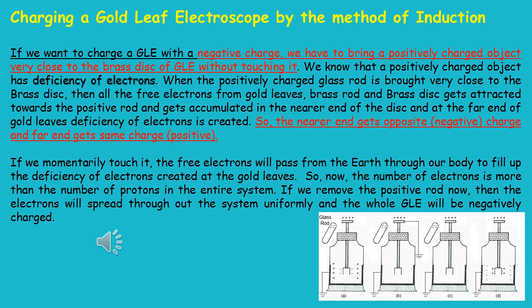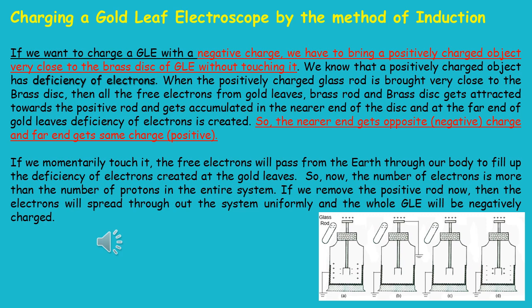And a deficiency of electrons, we have learned in the last class, means positive charge, and excess of electrons means negative charge. So in the far end, we can see a deficiency of electrons. So in the nearer end, we get negative charge, that is opposite charge, and in the far end, we get the same charge, or positive charge.